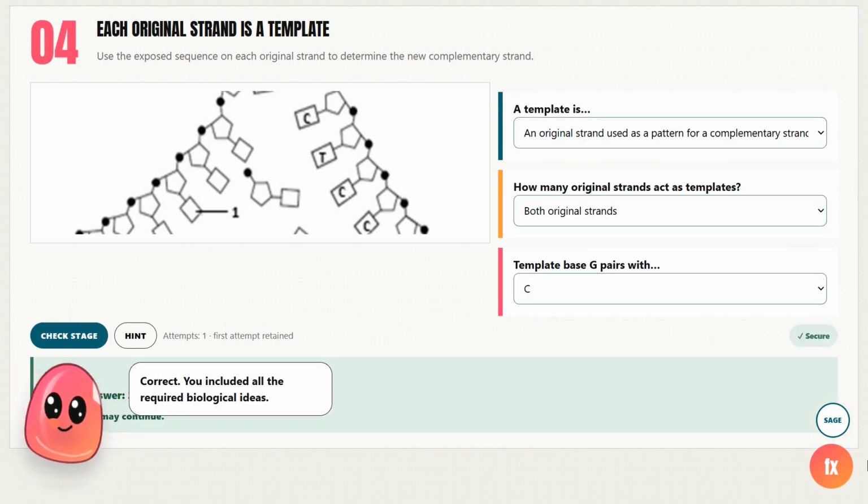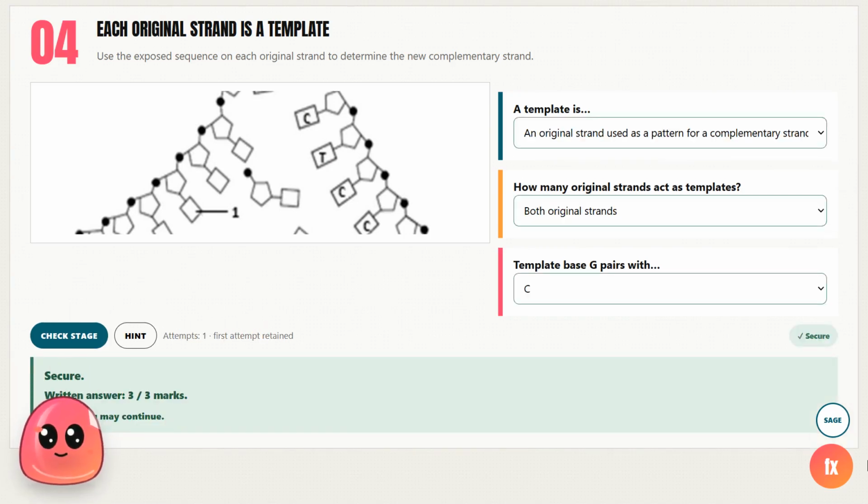3 quick checks in the Scratchpad. A template is an original strand used as a pattern for a complementary strand. How many original strands act as templates? Both. And template base G pairs with C. That small set of facts carries a lot of exam marks.